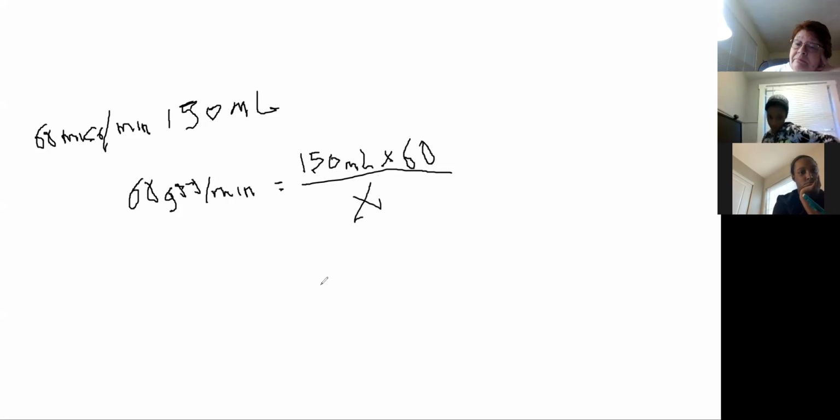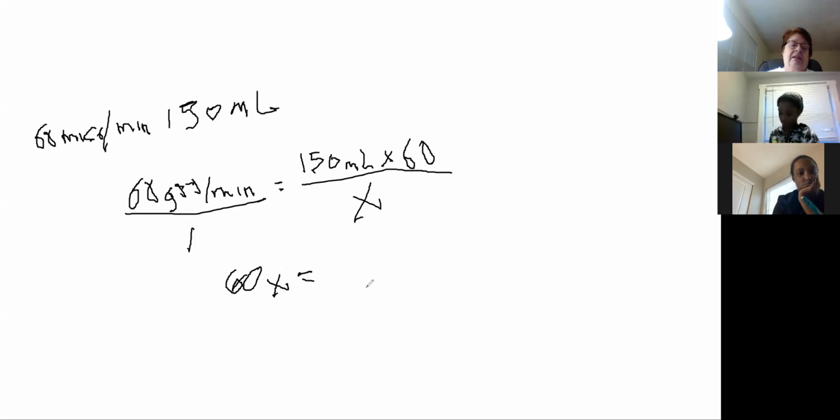Okay, we know we have 150 milliliters, right? And what's our drop factor? 60. It's 60 because it's microdrops, right? Yes. But we don't know our time, so we're going to solve for x here. We're going to put a 1 under here. And so 60 times x is 60x, and that equals 150 times 60. 9,000.